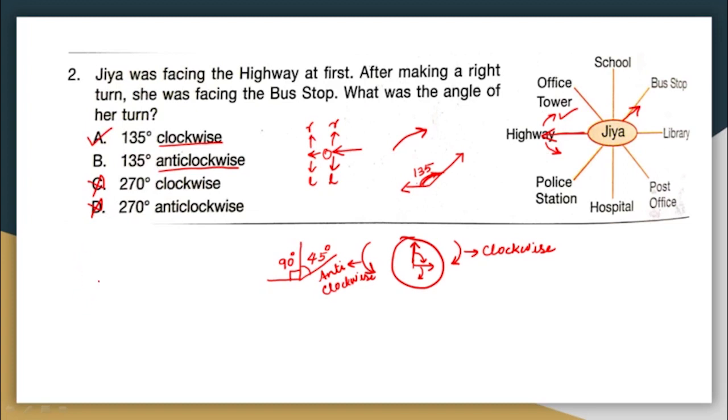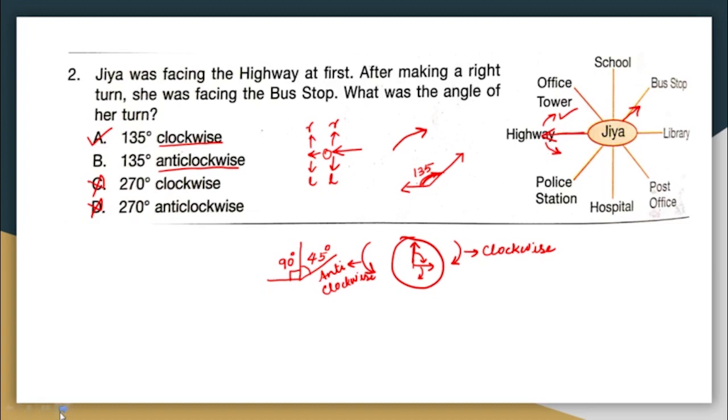Whenever you have questions on direction, keep this thing in mind. Whichever direction a person is standing, to find out the left and the right of the person, assume that you are the person standing there facing that direction. So wherever your left hand will be, that will be the left side of the person, and wherever your right hand will be, that will be the right side of the person for that question.